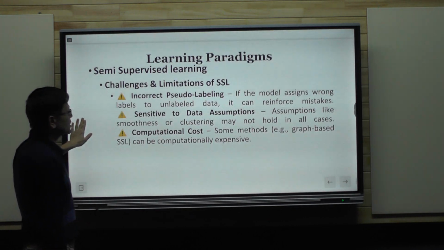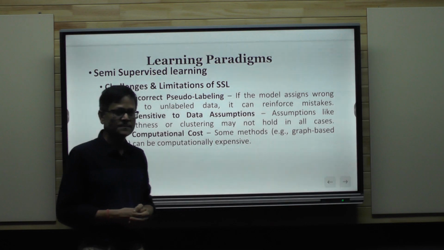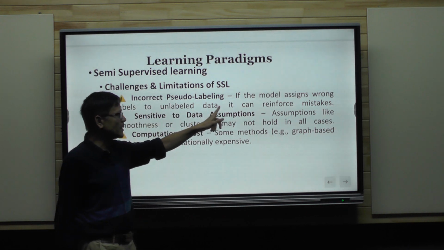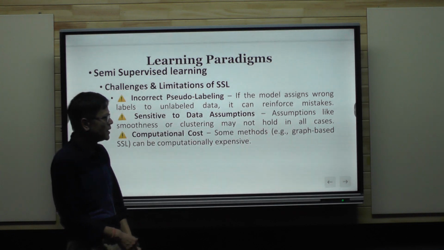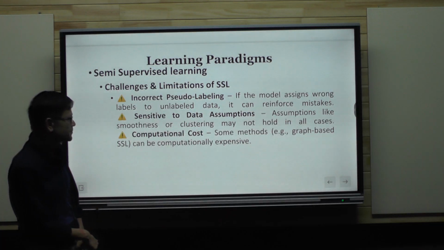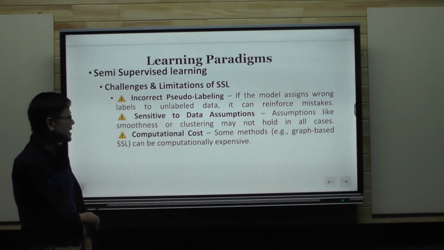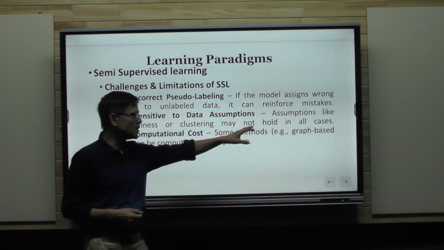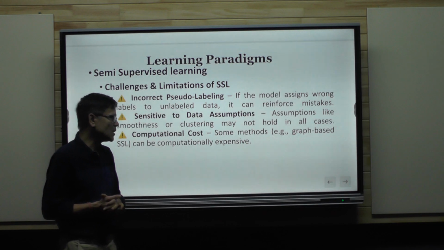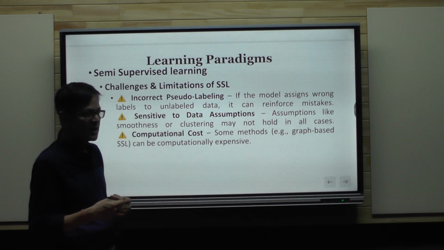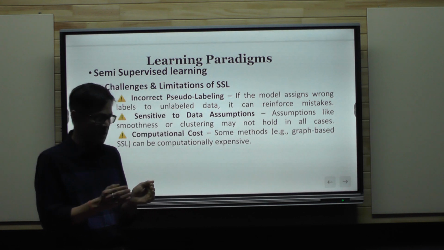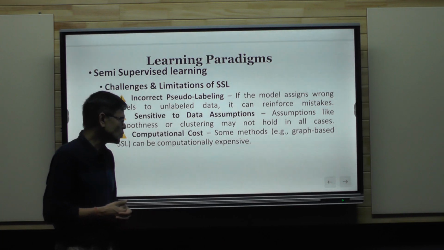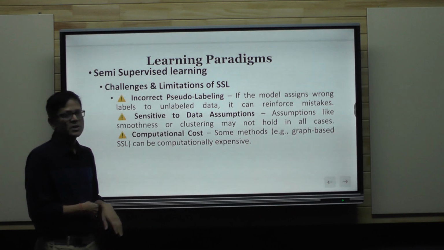But every goodie comes with some challenges. So, incorrect pseudo labeling. If the model assigns wrong labels to the unlabeled data, it can reinforce mistakes. Sensitive to data assumptions. The assumptions like smoothness, that points will fall in clusters and have the same label, or the clustering may not hold in all cases. And computational cost, because it is computationally expensive, because whenever you find some confident labeling of the unlabeled data, you add it and you retrain. So it is an iterative process. For example, graph based SSL can be computationally expensive.